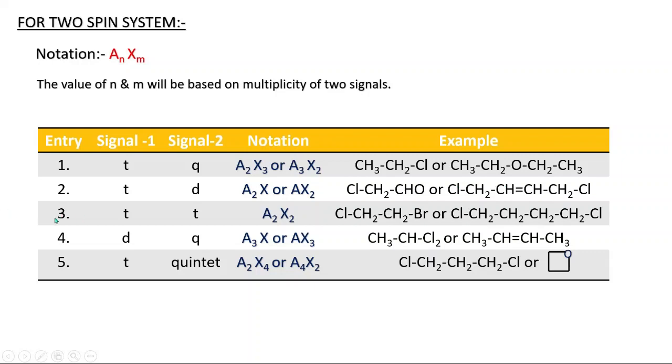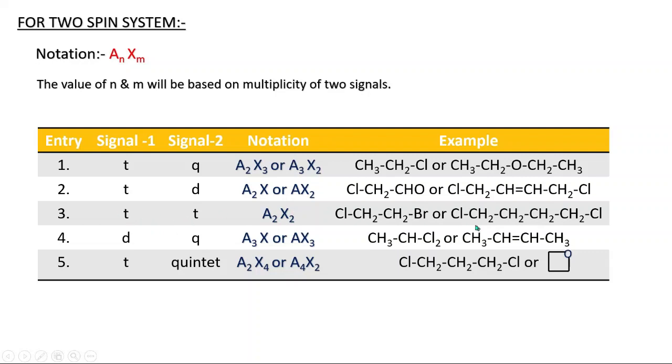Now come to entry number 3, where for signal 1 we will get a triplet and for signal 2 we get a triplet again. So this is A2X2. This will give a triplet because of the neighboring protons. This is not symmetrical, you can see this is attached to a chlorine atom and this is attached to a bromine atom, that's why these two are chemically non-equivalent, that's why you can see this is a triplet and this will also give a triplet, that's why it is an A2X2 system.